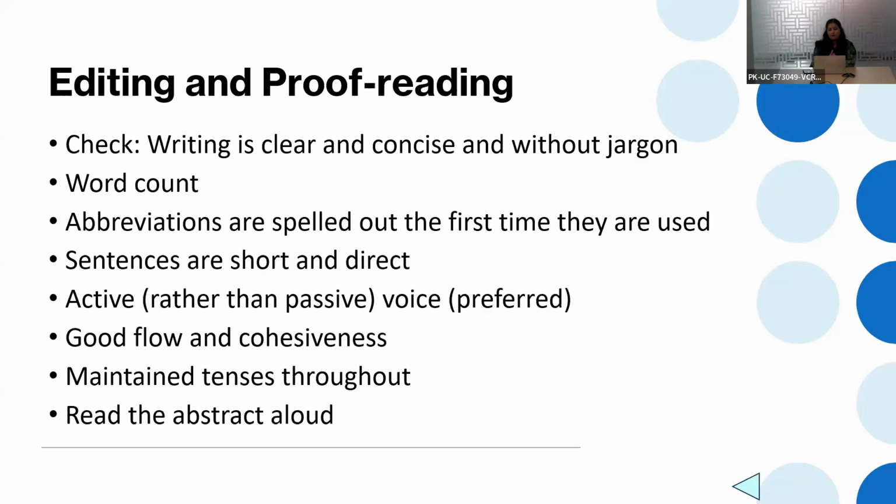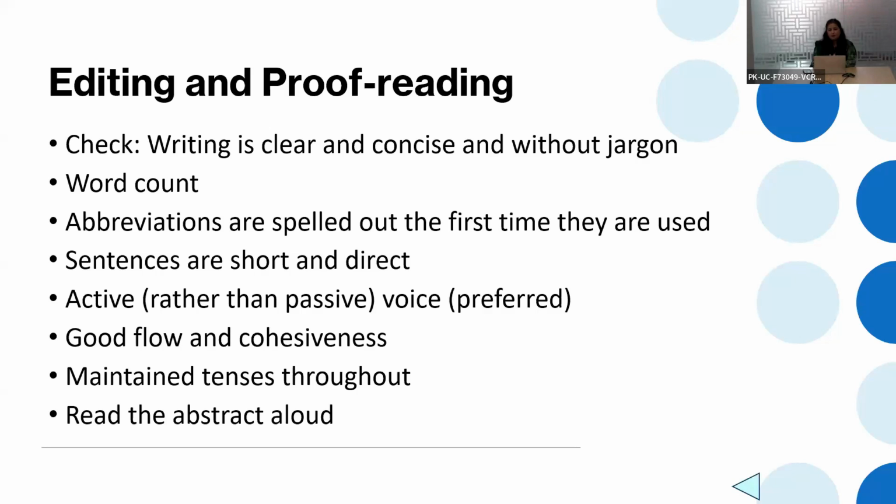Do not confuse the reader, do not confuse the reviewer. Say what you want to say, be direct. Active voice is preferred over passive voice, but it's not mandatory. Your abstract should have a good flow and cohesiveness, one sentence leading to the next to tell the story. You check for any grammatical errors, for any tense-related errors. And it is very good if you read your abstract aloud.